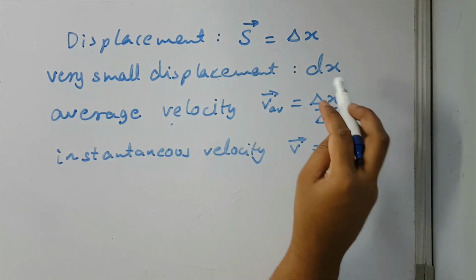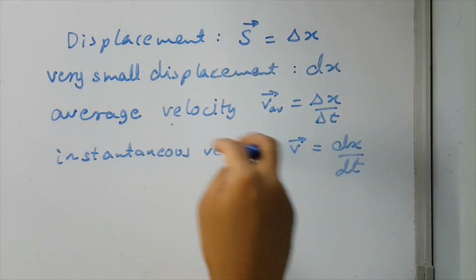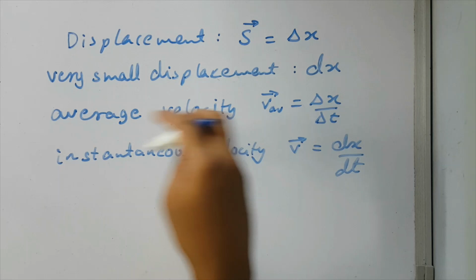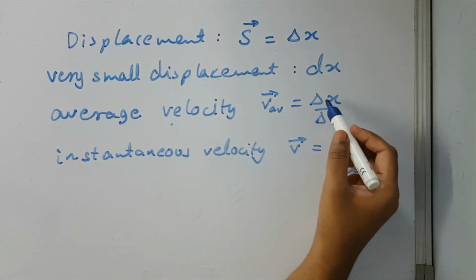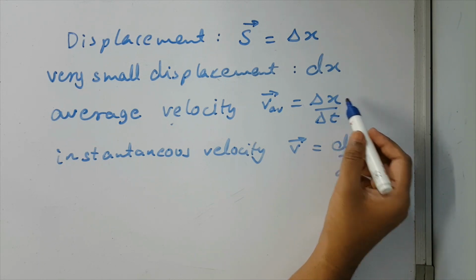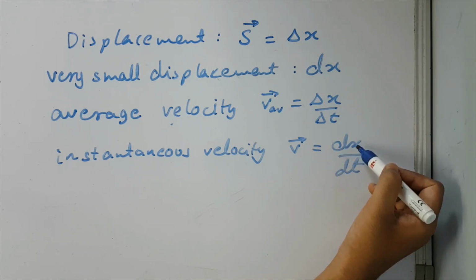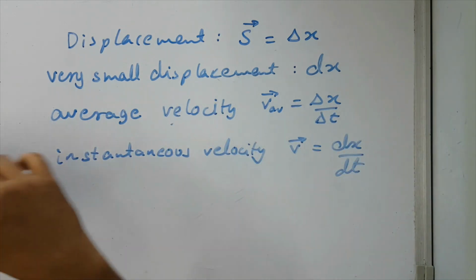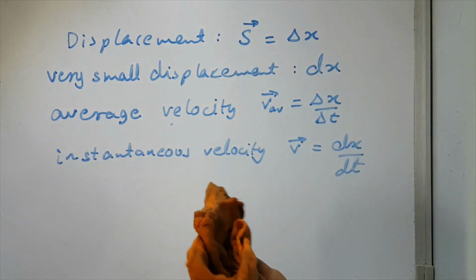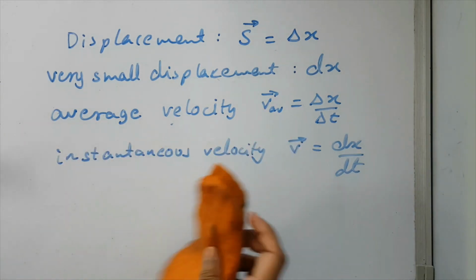So this is the basic mathematics involved in studying motion in a straight line. Delta x is the change in x, and dx is also the change in x, but this change is very, very small. Now let's look at the importance of the sign of these quantities.